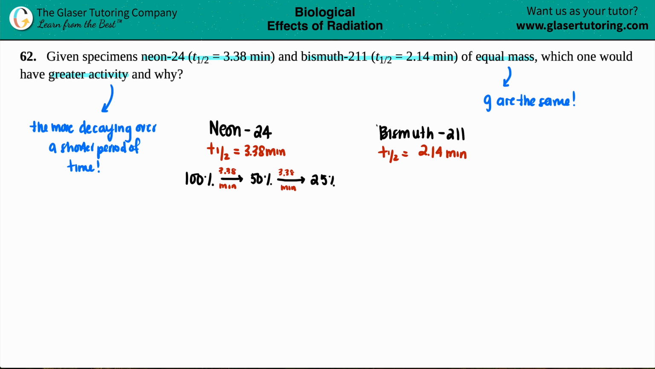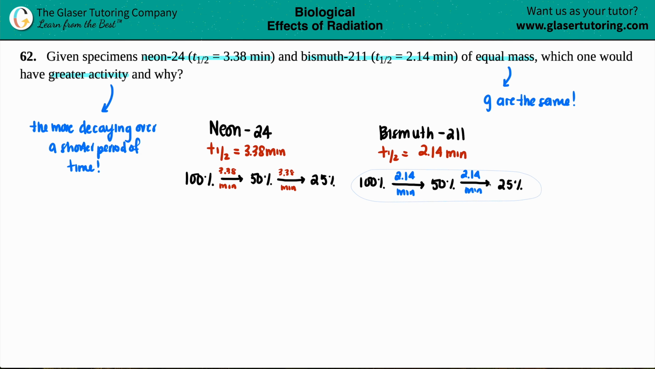So the same thing with the bismuth. I have a 100% sample. If I'm running through one half-life, which breaks it in half, that's only going to take me 2.14 minutes. And then if I wanted to run through another half-life, 50 divided by 2 is 25, that's going to take only 2.14 minutes again.